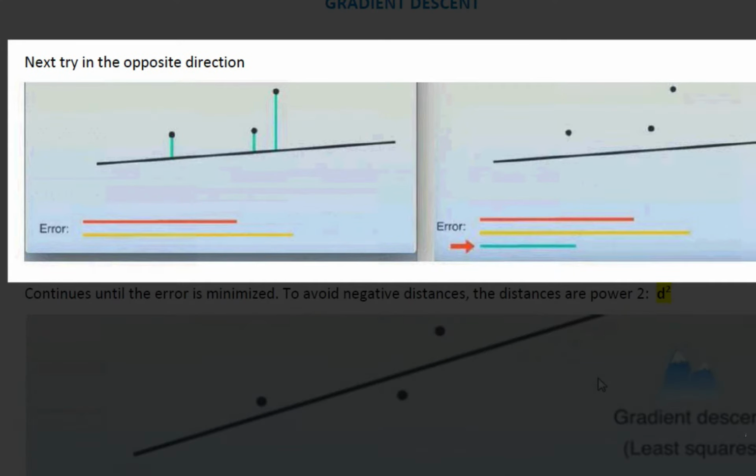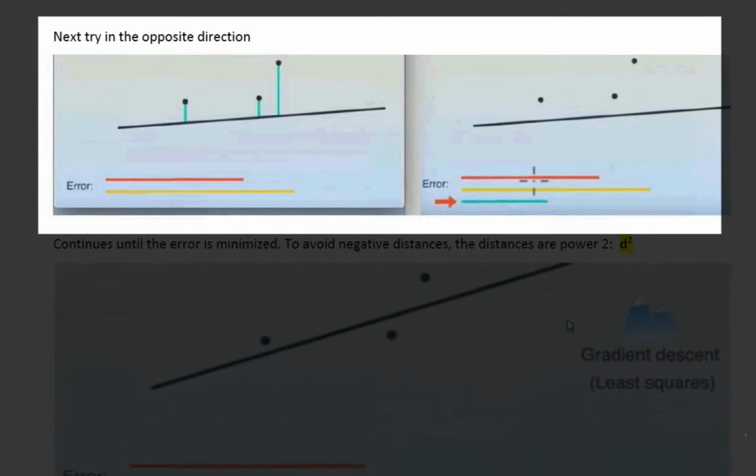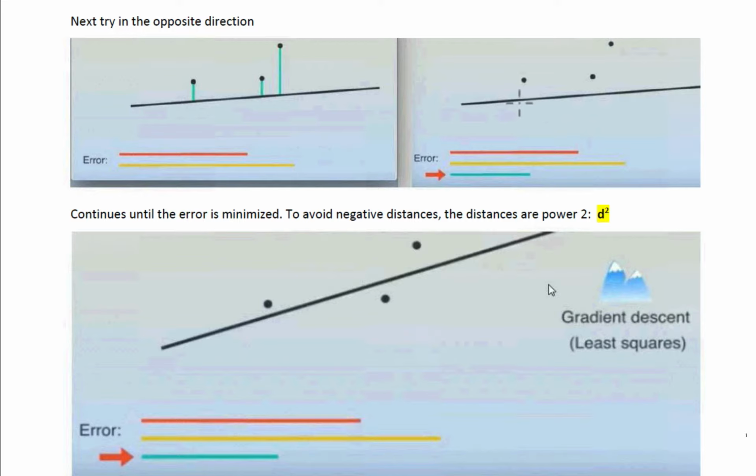So we move in the opposite direction and we draw a new line again and calculate the error of each point, and in this case we have those green lines. We calculate the error of the line and we get this new line, and this is less than all the others too, so this is a good candidate. So we continue until the error is minimized. To avoid negative distances, the distances are raised to the power of 2. This method is called gradient descent least squares.